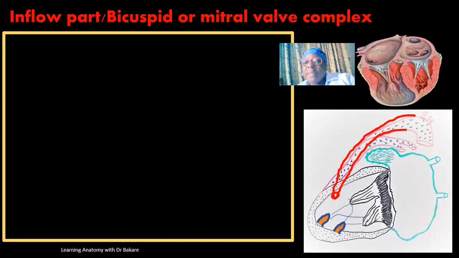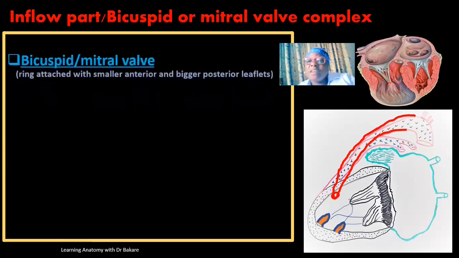And what this complex contains includes the bicuspid valve itself. The bicuspid valve is also referred to as the mitral valve. This is the bicuspid valve here, and it forms the border between the left atrium and the left ventricle. So this is one of the components of the inflow part or the bicuspid valve complex of the left ventricle.